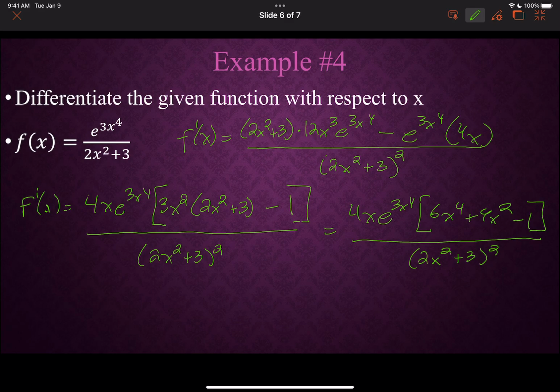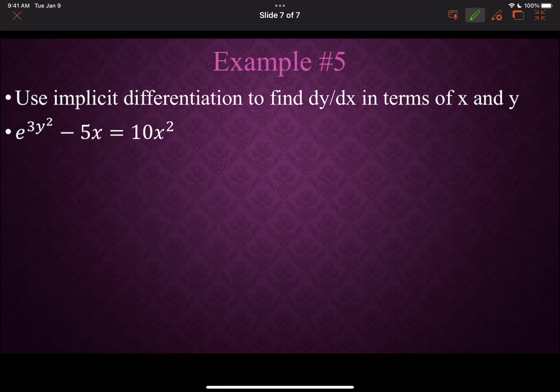All right, so besides the product and quotient rule, we've done chain rule for every one of these. That's how we take the derivative of an exponential. We also have implicit differentiation. This is where, again, when we take a derivative of a y term, we need a dy dx term. So this would become 6y e to the 3y squared dy dx, because we took the derivative of a y term. 5x becomes 5, 10x squared becomes 20x.